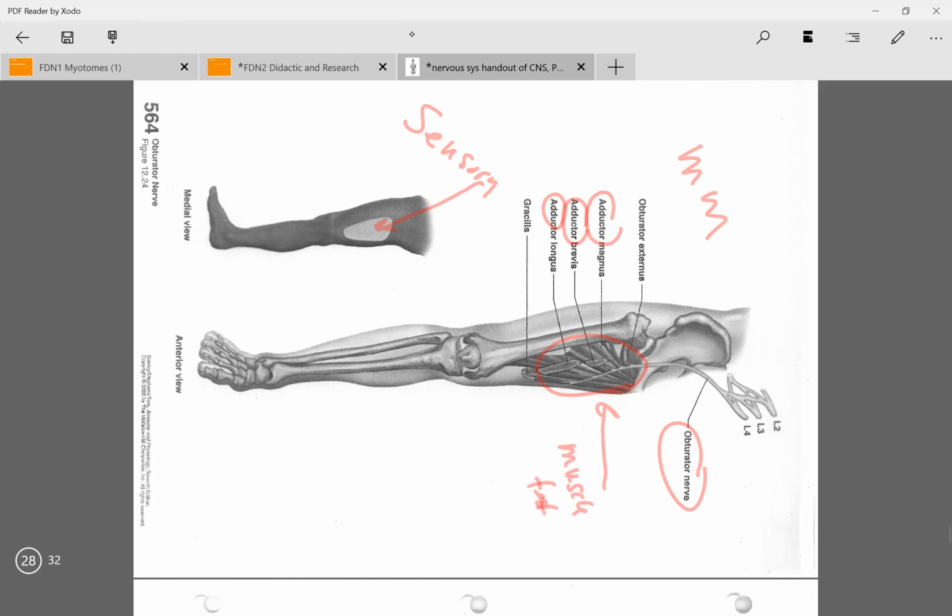Okay, and what you're going to do is push their leg that way. You're going to push their leg laterally. In order for them to resist, they have to fire the adductor muscles. So that's the muscle test. Just have them fire the adductors by pushing their leg away from the midline. Okay, L4 nerve root.